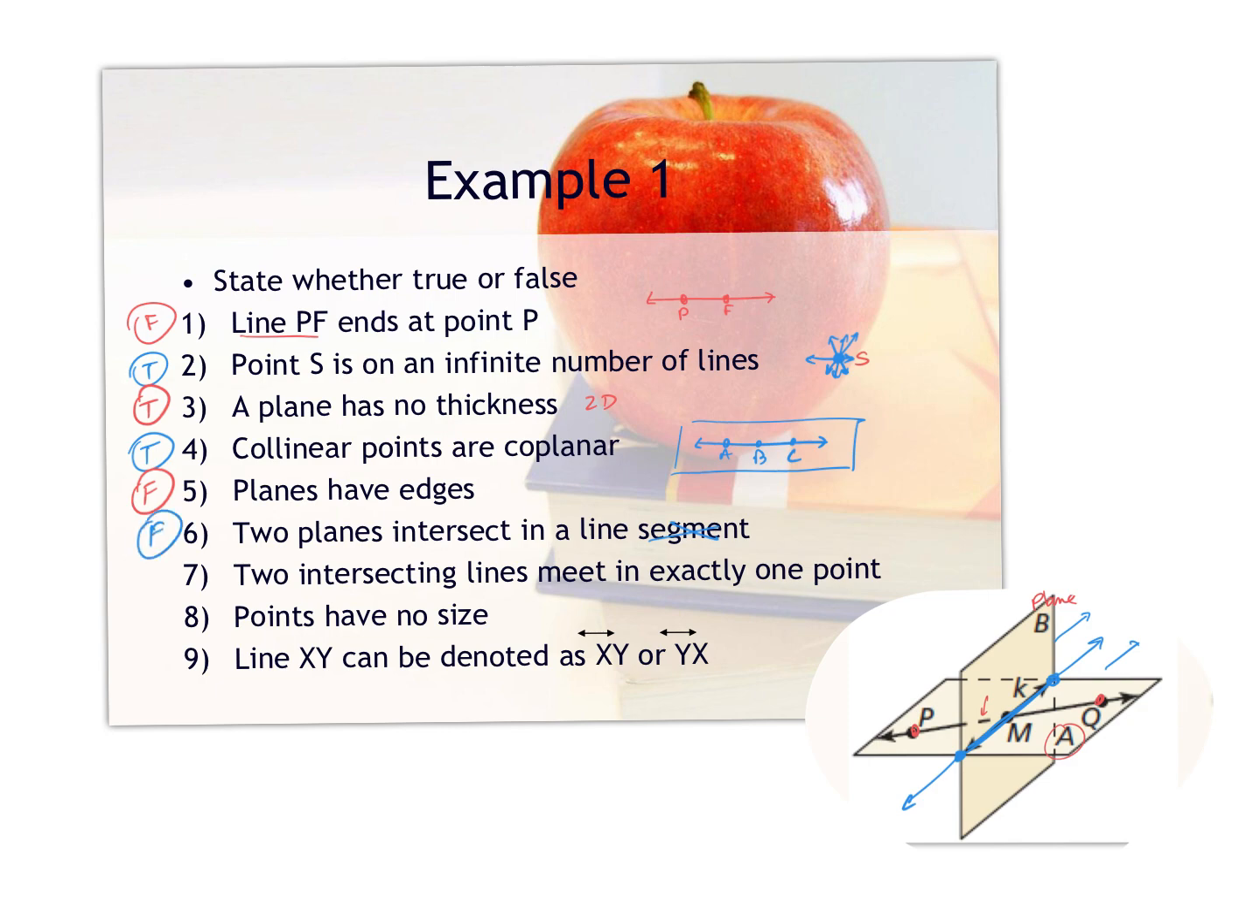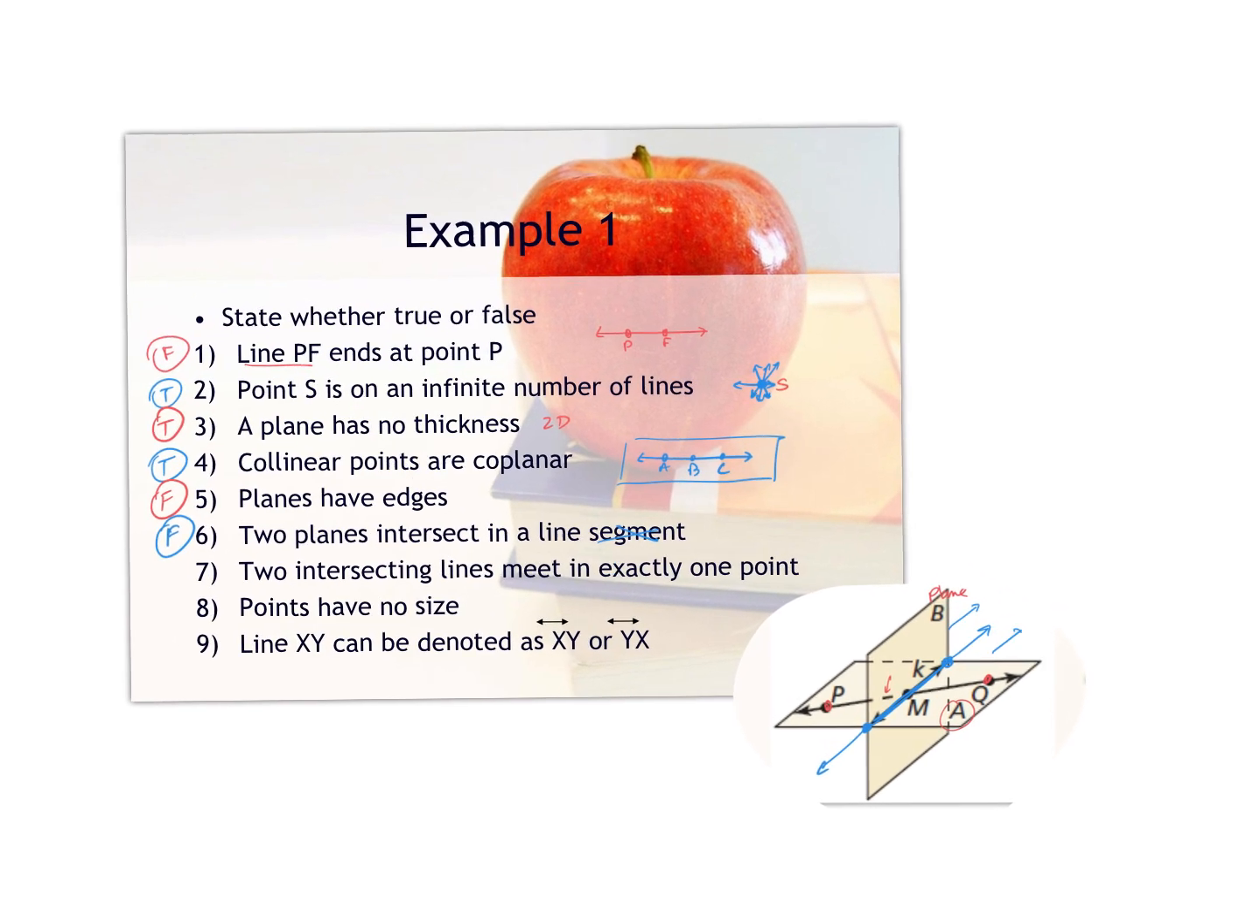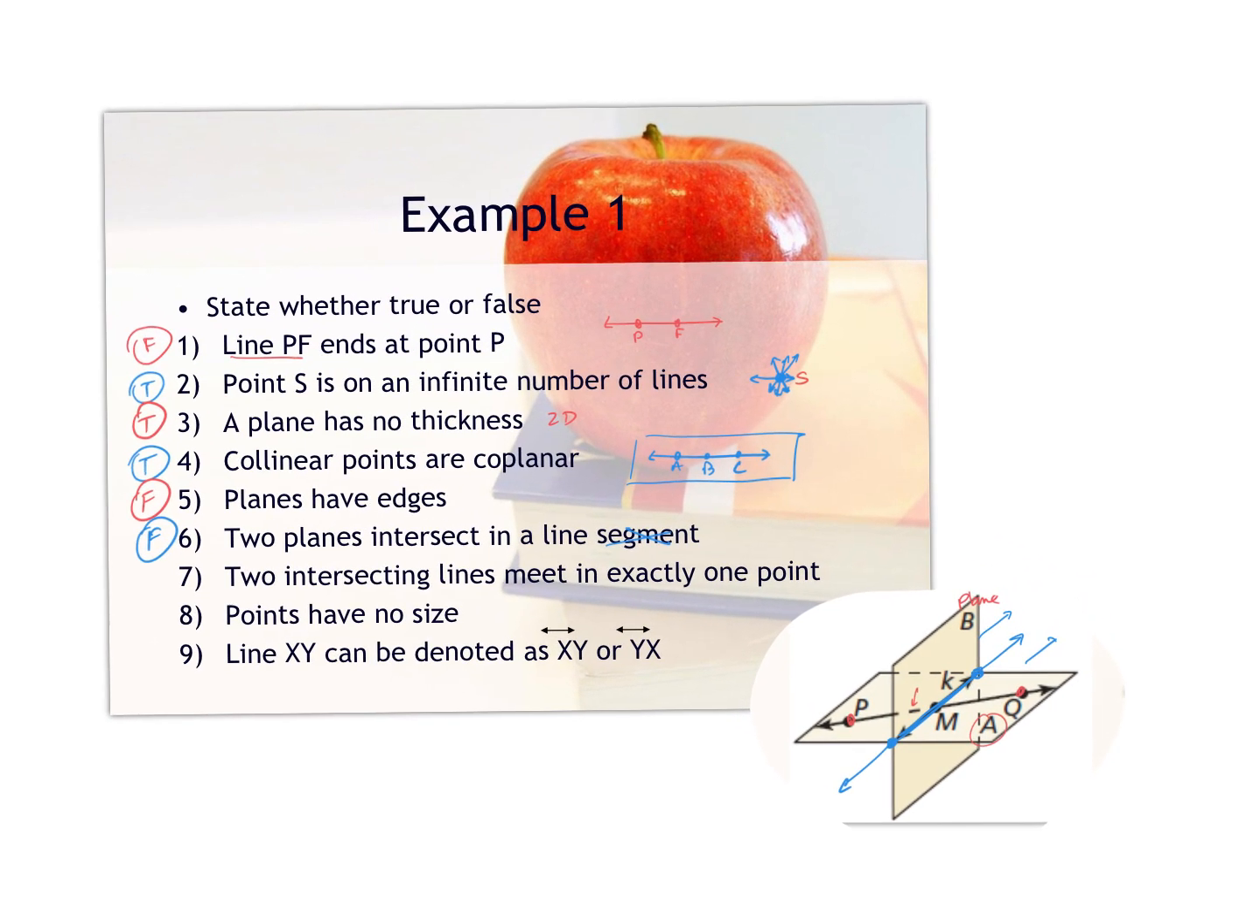Okay. 2 intersecting lines meet in exactly 1 point. And again, you'd have to draw this out, right? So you're going to come over to here and you're like, okay, here's one line, here's another line. And notice that, yes, it meets at 1 point. And so that's true. Points have no size. That is also true. And line XY can be denoted as XY or YX. Yes, the order of the letters doesn't matter, and the arrowheads are perfect there. And so this is a true statement.